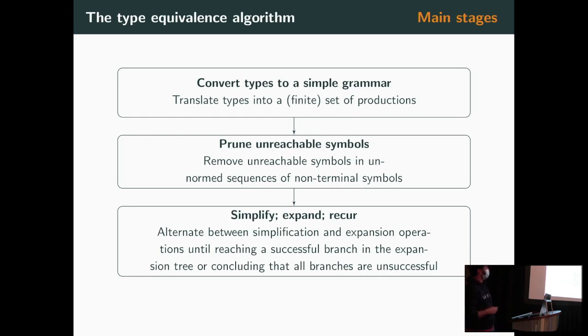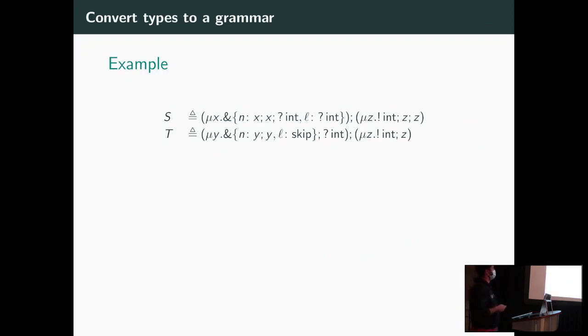Let's see how the algorithm behaves, not in much detail. We have three main stages. The first one is where we convert types to simple grammars. Then we streamline the entire grammar, looking for unreachable symbols, and then we prune them. And then we alternate between simplification and expansion operations until concluding that all the branches are unsuccessful or one succeeds.